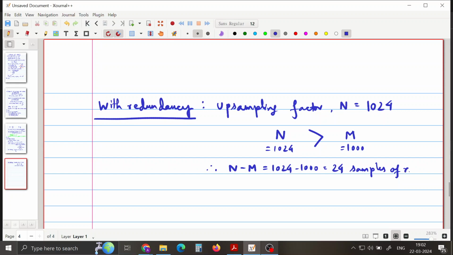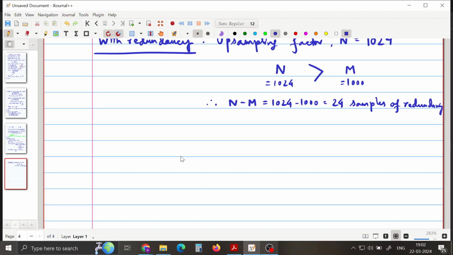Okay, samples of redundancy. Okay, if this is crowded, let me write it again. Samples of redundancy. Okay. Now in this case, my effective throughput transmission rate would be reduced, and that factor of reduction is basically the ratio of M and N.